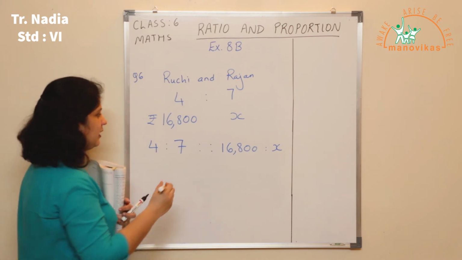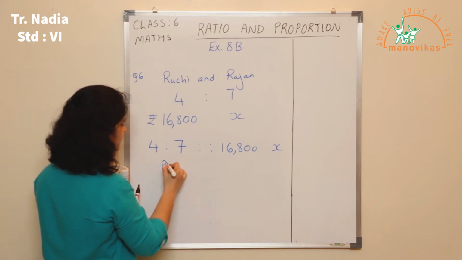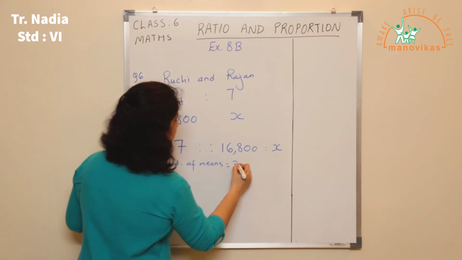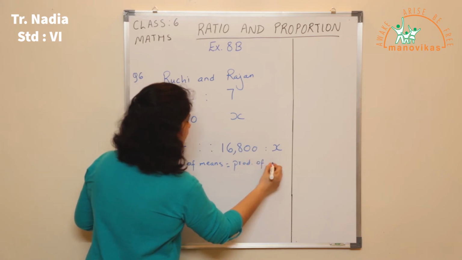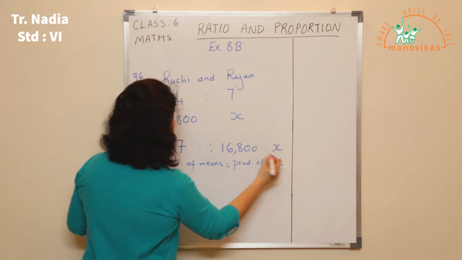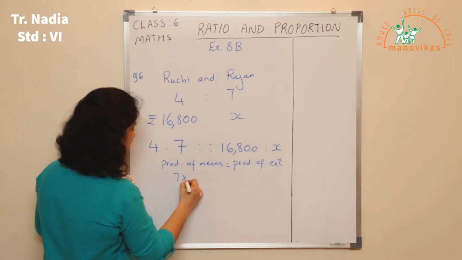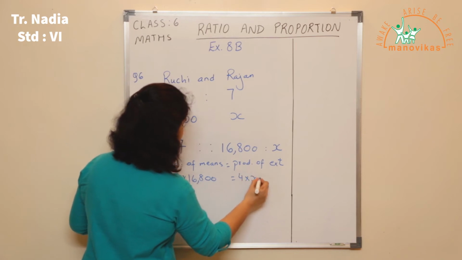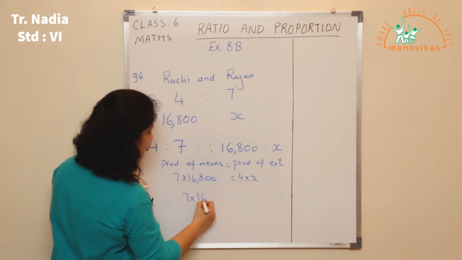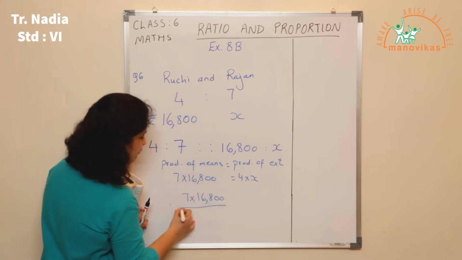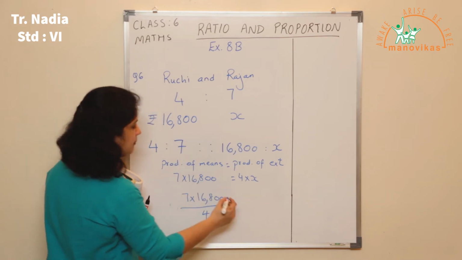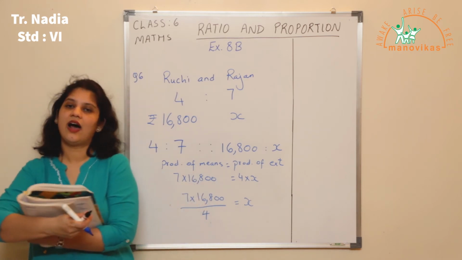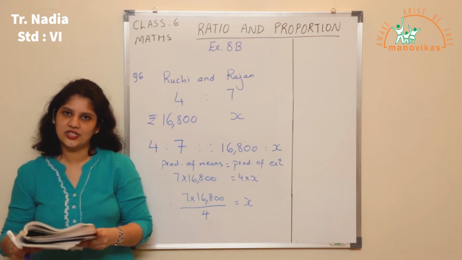Now use the formula product of means is equal to product of extremes. Okay, your means are 7 into 16,800. Your extremes are 4 into x. Keep the x alone on that side of the equation. Get the 4 on the other side. Multiply will become divide. Find the value of x. After reducing this, whatever answer that you get will be Rajan's income.